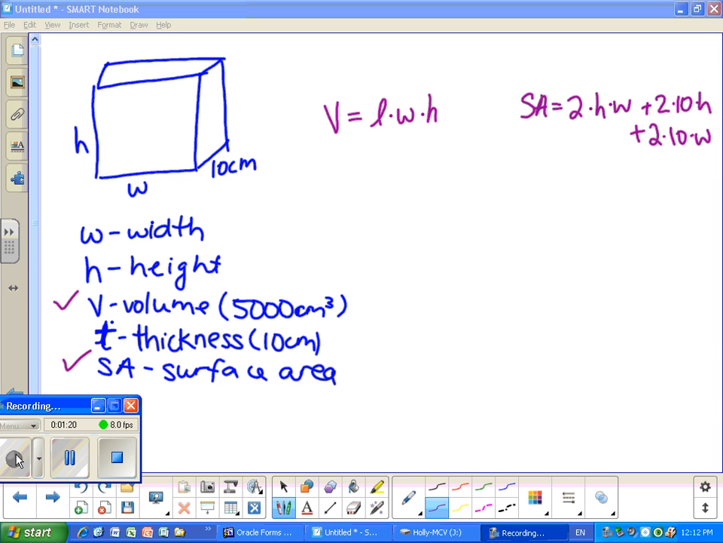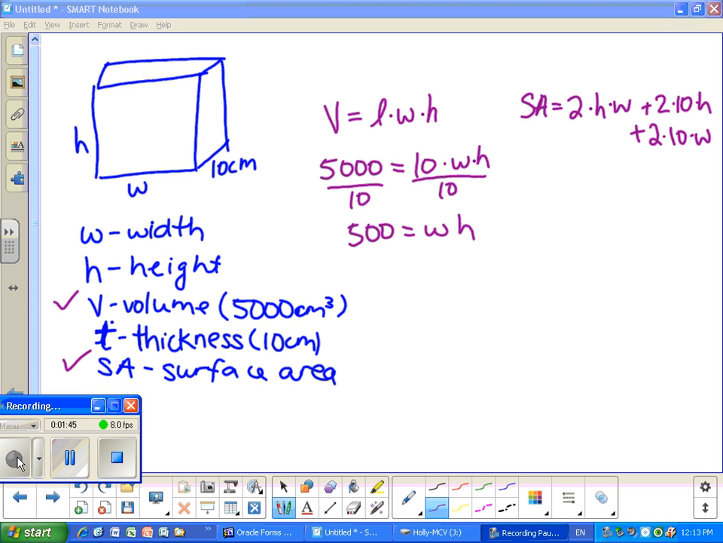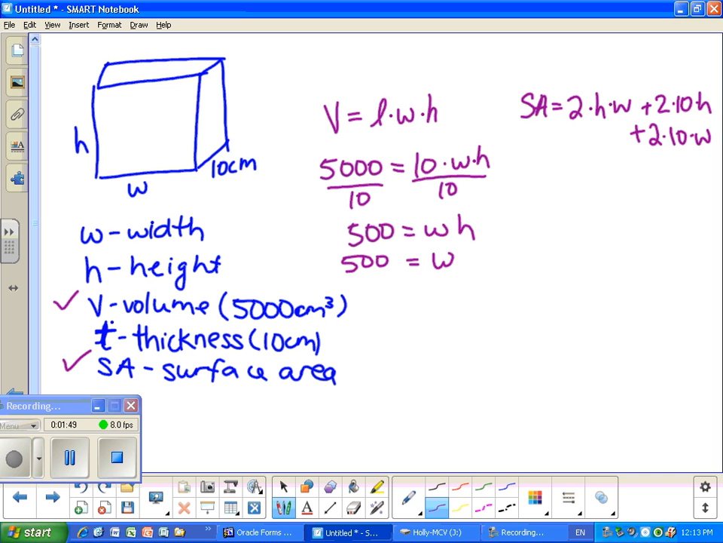Well, now let's put in things that we know. Going back to the volume, we have variables there that we know. We know what the volume is, right? We know that it's 5,000. We also know what the length was. We called it thickness. We know that it's 10. So can we isolate this a little bit? Perfect. So we'll divide by 10. So we have 500 equals width times height. So if we isolate it, we have W equals 500 over H.